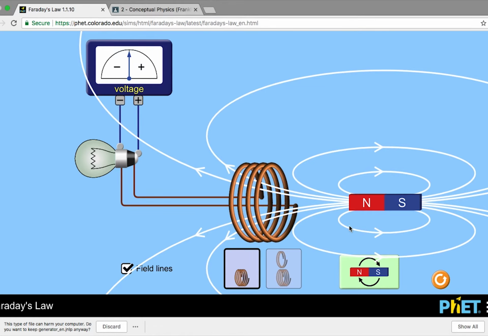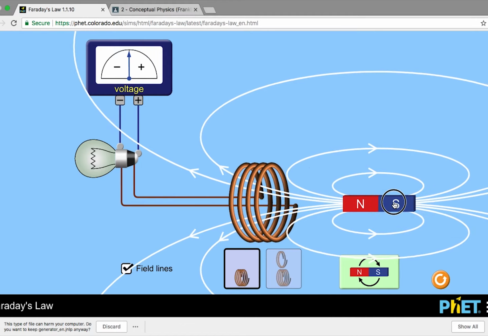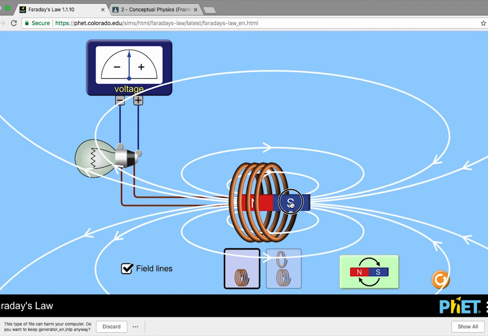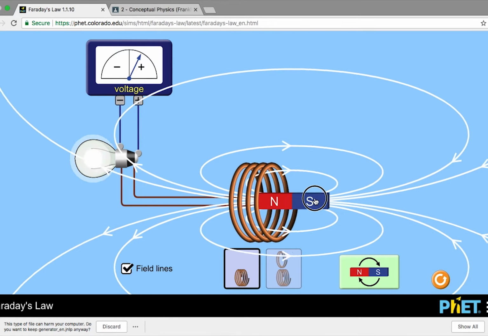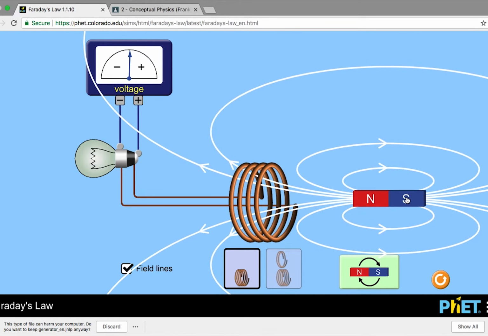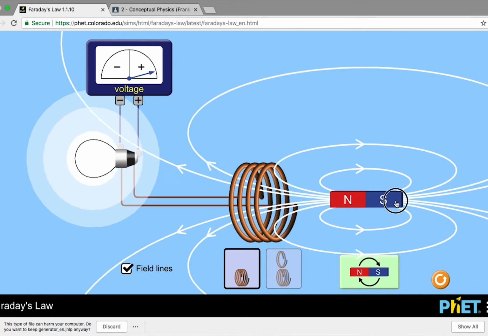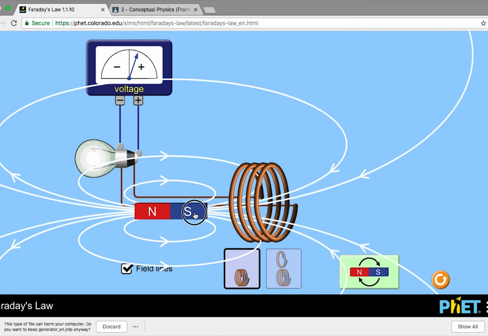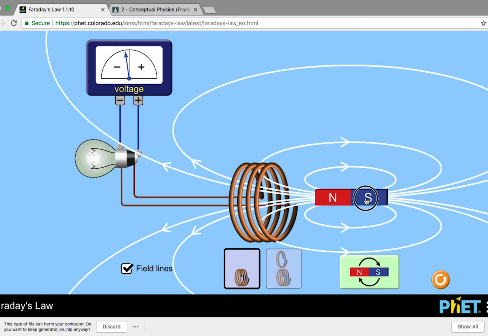So here we have a magnet, and we have a coil of wire, we have a light bulb, and a voltmeter. And from what we learned with our magnetic induction, as we move a magnet towards a coil of wire, you're going to get electricity created in the wire, and it's going to light up the light bulb. Now, the secret to this is the magnet has to be moving. As soon as the magnet stops, the current stops flowing, and the light bulb goes out.